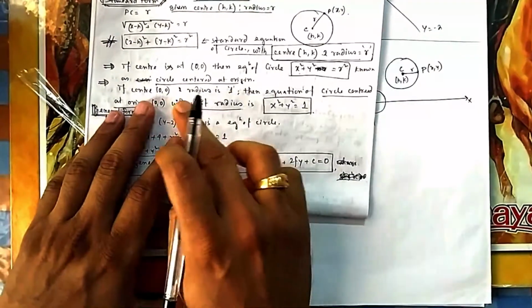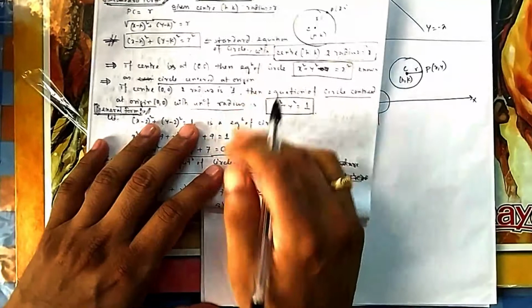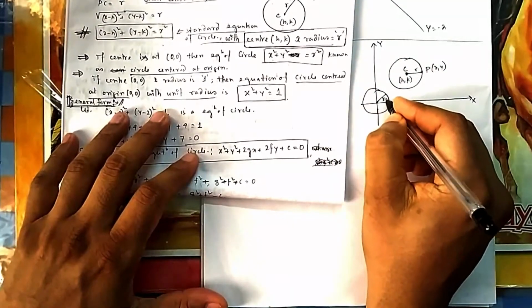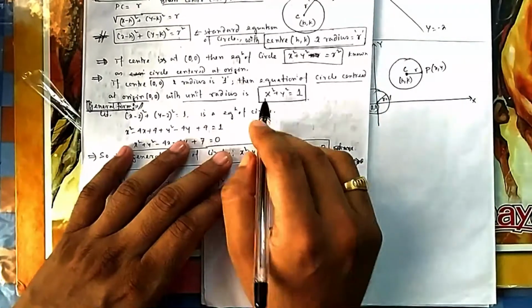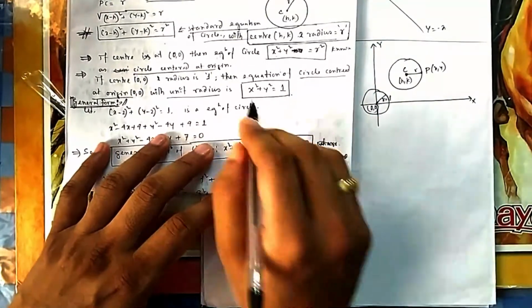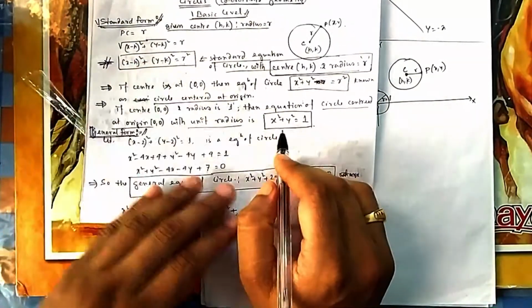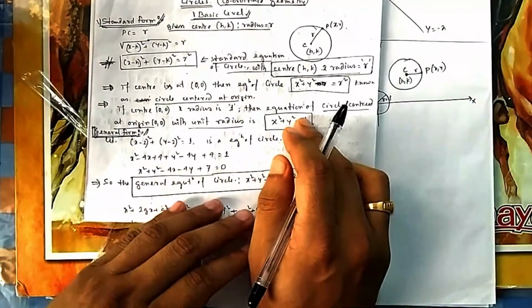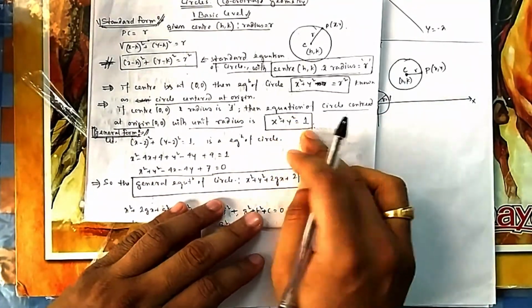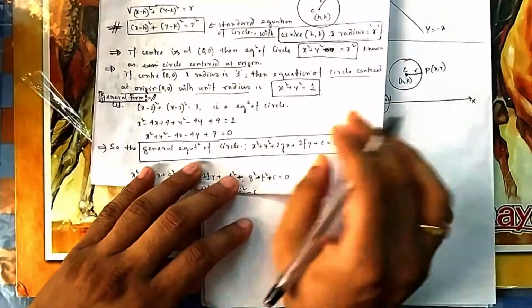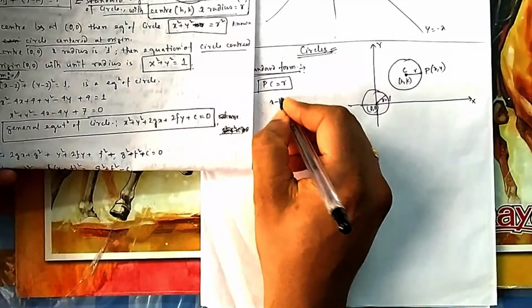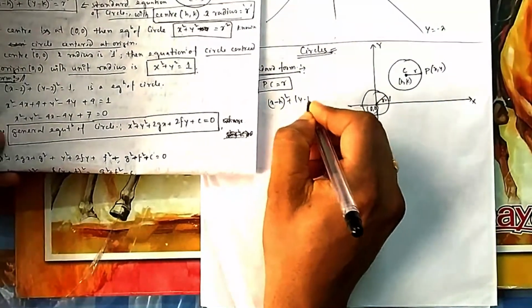Now suppose the radius is 1 and it is centered at the origin (0, 0), then what will be its equation? x square plus y square equal to 1, because (h, k) is (0, 0) and your radius is 1. So x square plus y square equal to 1 is a unit circle, a circle of unit radius whose center is also at the origin. Okay, so this is all about your standard form. We have learned this is your standard form.